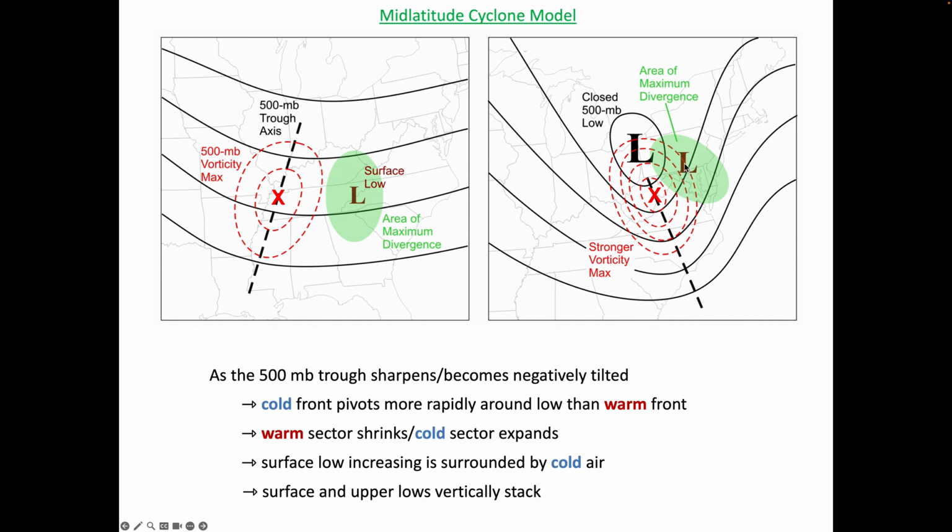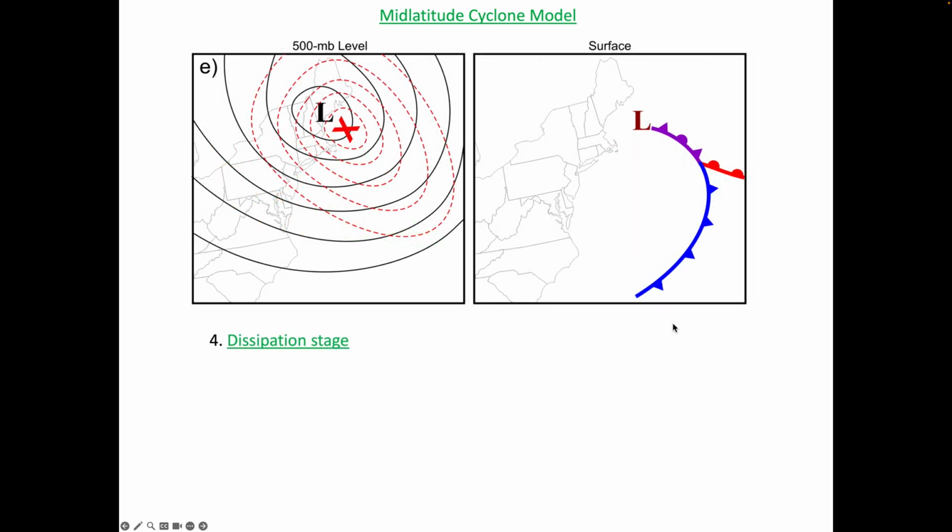But the reality is that as this 500 millibar pattern begins to close off and we get this vertical stacking of the upper level and surface lows, the low is actually nearing the end of its life cycle. It's actually getting close to the point where it's reached its maximum intensity and is going to begin to dissipate. So let's look at this.